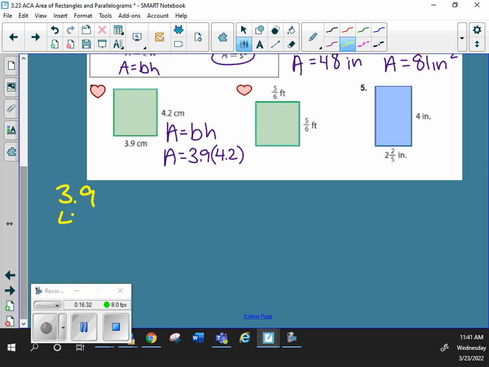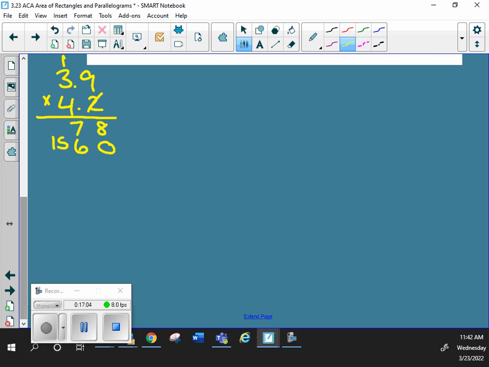3.9 times 4.2. Okay, y'all help me out. 9 times 2 is? 3 times 2 plus 1. 7. When I'm done with the 2, placeholder, very good. 9 times 4. 36. Carry that 3. 3 times 4 is? Plus the 3 gives me 15. Very good. Add it all up.